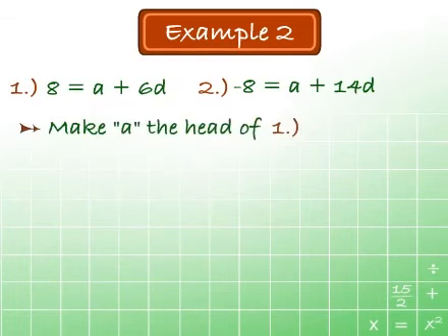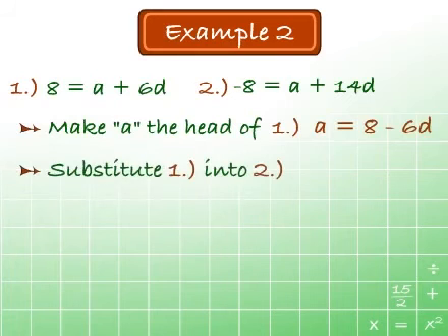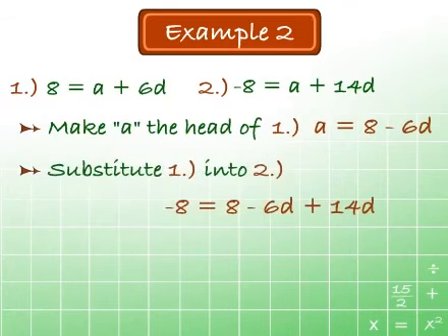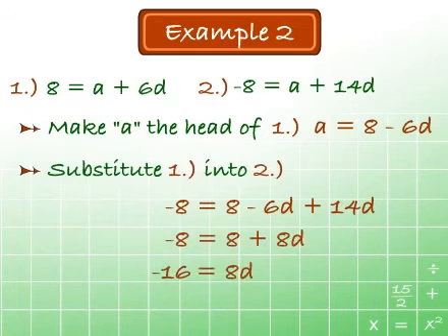So, by making a the subject of 1, we get a is equal to 8 minus 6d. We now substitute 1 into 2. So, negative 8 is equal to 8 minus 6d plus 14d, which now implies that negative 8 is equal to 8 plus 8d, which now implies that d, the common difference of the arithmetic sequence, is equal to negative 2.